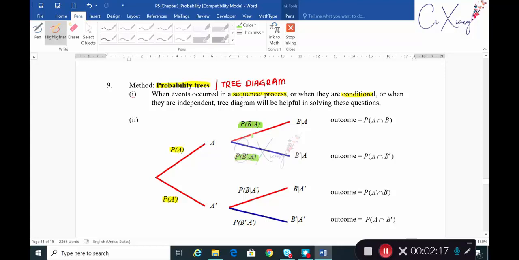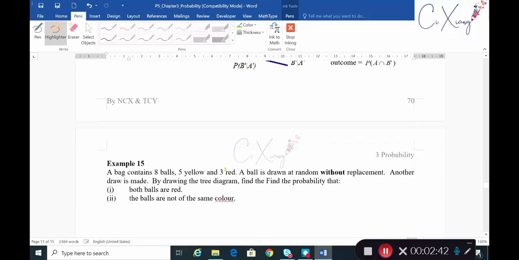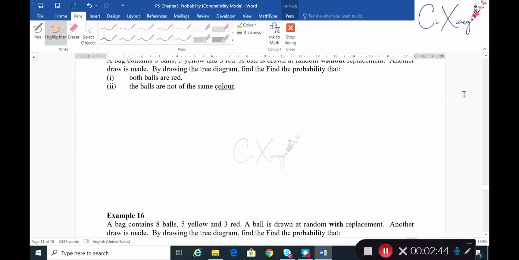So the first important thing that you need to know to use this tree diagram is that you have to draw a correct tree diagram with all the correct probabilities. Then only will the tree diagram method be useful for you to answer the question. So let's go through a few examples. How are we going to apply the tree diagram in our question? You can have a look at example 15.